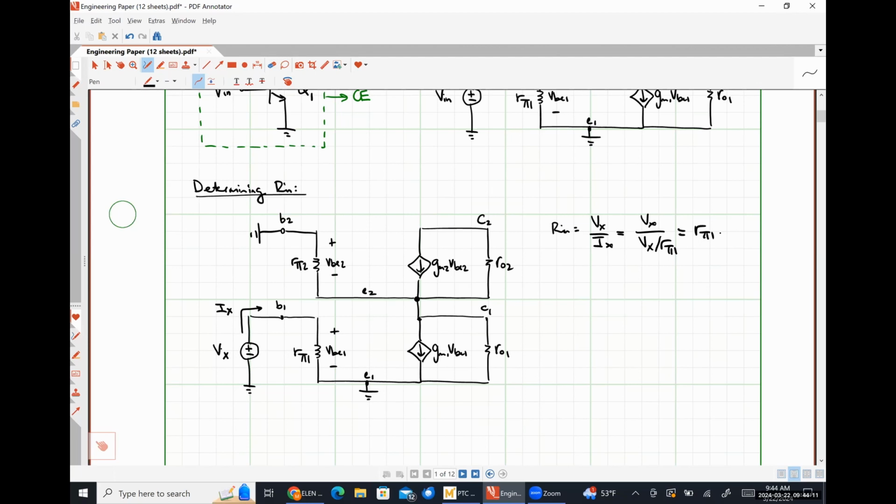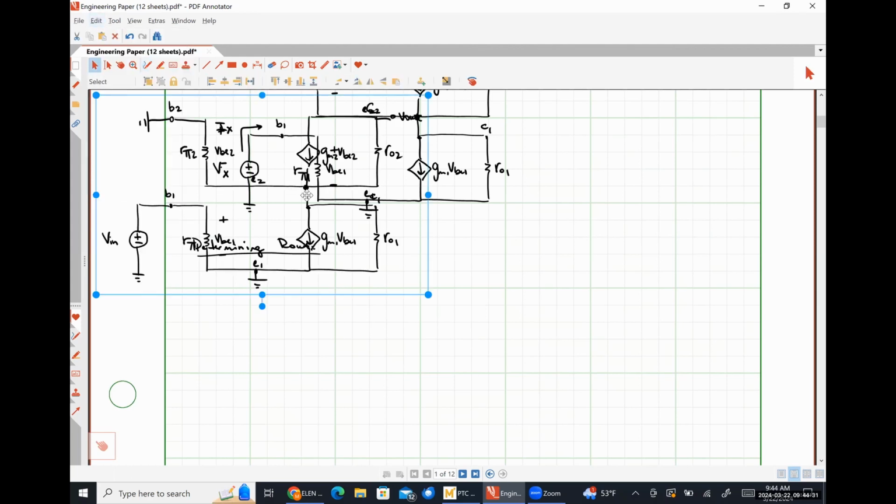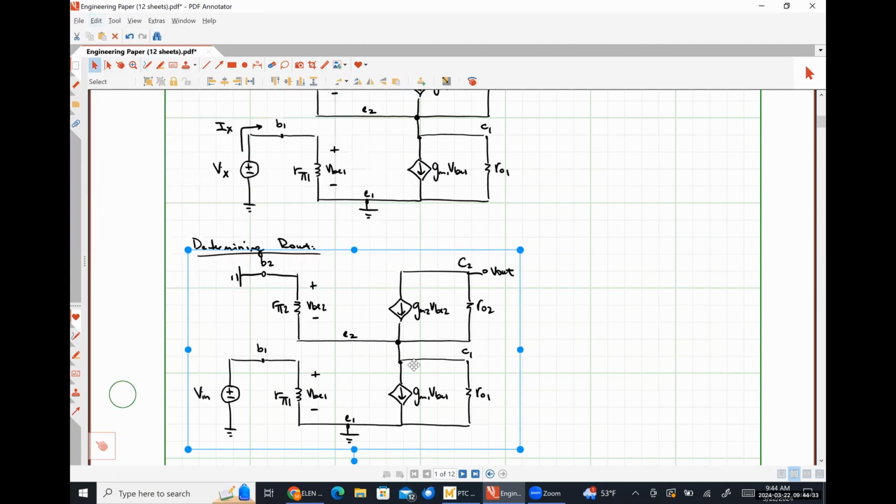So input resistance, real easy. Okay. Now let's figure out our output resistance. Once again, I'm just going to use that copy of my small signal model and adapt it to my needs.